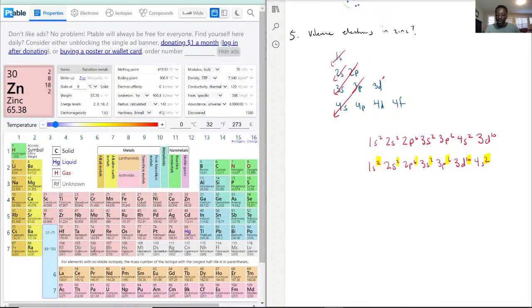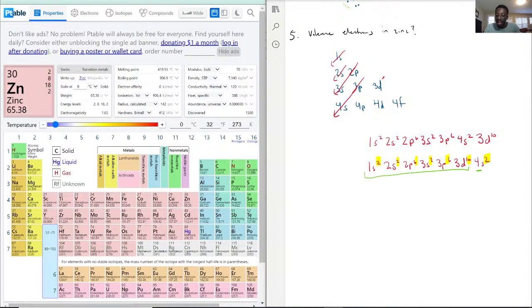So let's see what happens when we do that. 2 plus 2 plus 6 plus 2 plus 6 plus 10 plus 2. And it does indeed equal 30. So this would be the electron configuration for zinc. So now it's asking for its valence electrons. As I said, from 1 to 3, that would be your shell prior, because the 4th is now the biggest number. That'll be your most outer shell.